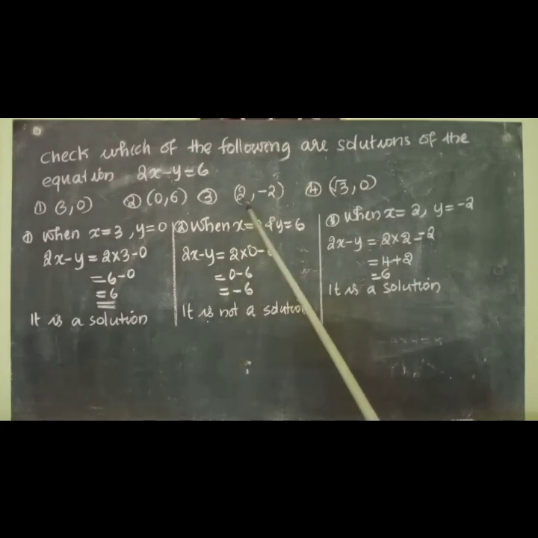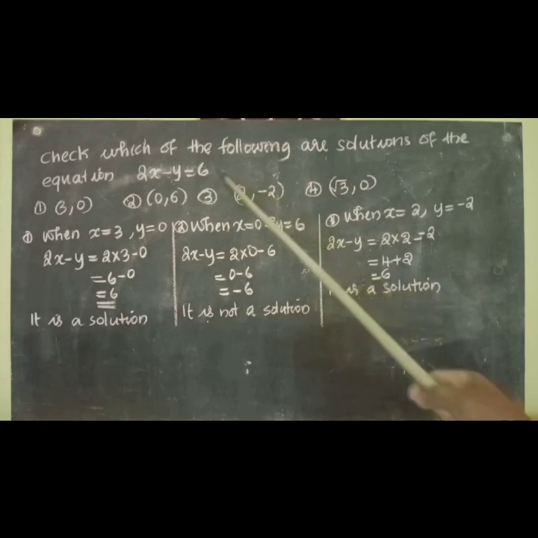Third point, 2, minus 2. So when x equal to 2 and y equal to minus 2, we get 2x minus y equal to 2 into 2 minus minus 2. That is equal to 4 plus 2. This minus 2 will become plus 2. That is equal to 6. Here we got the right side, so it is a solution.